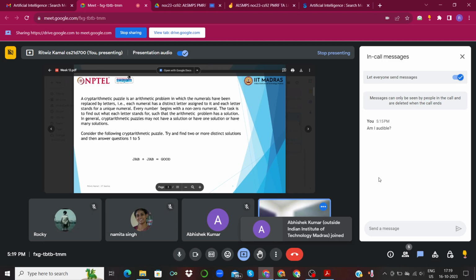Here we are given one crypt arithmetic puzzle, which is JAB plus JAB equals GOOD. We have to find appropriate numbers that can be represented by the letters in these words. For example, J could represent a particular number, like let's say 8 or 7. I'm giving you a hint over here. Similarly, A and B could also represent different numbers, and we have to find a particular assignment of letters to numbers such that when we replace the letters with the corresponding numbers, the equation still holds.